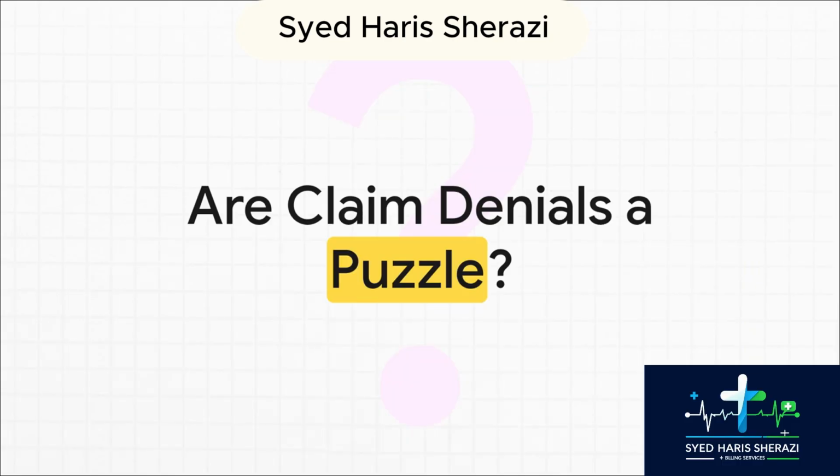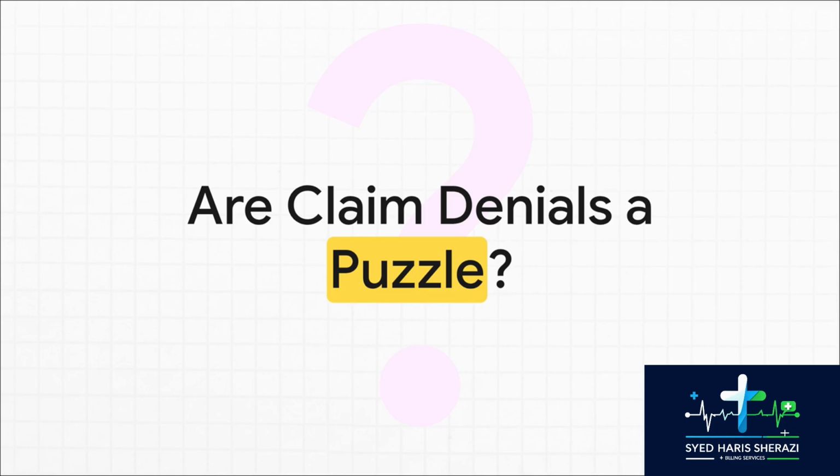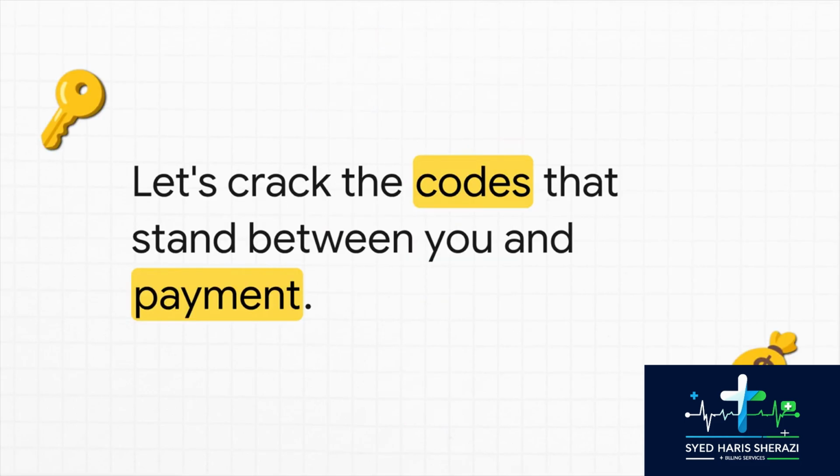I mean, really think about it. Every single denial code is a piece of a bigger puzzle that's gumming up your revenue cycle. But here's the secret, and it's a good one. Every puzzle has a set of rules, and once you learn the patterns, you can solve it. Every single time. So let's just dive right in.